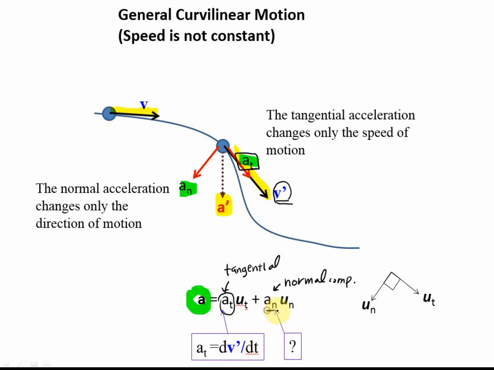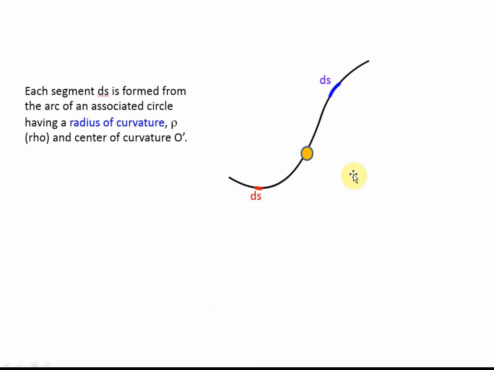But how about the normal directional acceleration? How do we determine the normal component of acceleration in this case? Just imagine that your object moves along this general path. Right now this is not a circle, this is just a general path. But if you look at its very small segments that comprise all those kinds of paths, each segment ds is formed from the arc of an associated circle having a radius of curvature rho.